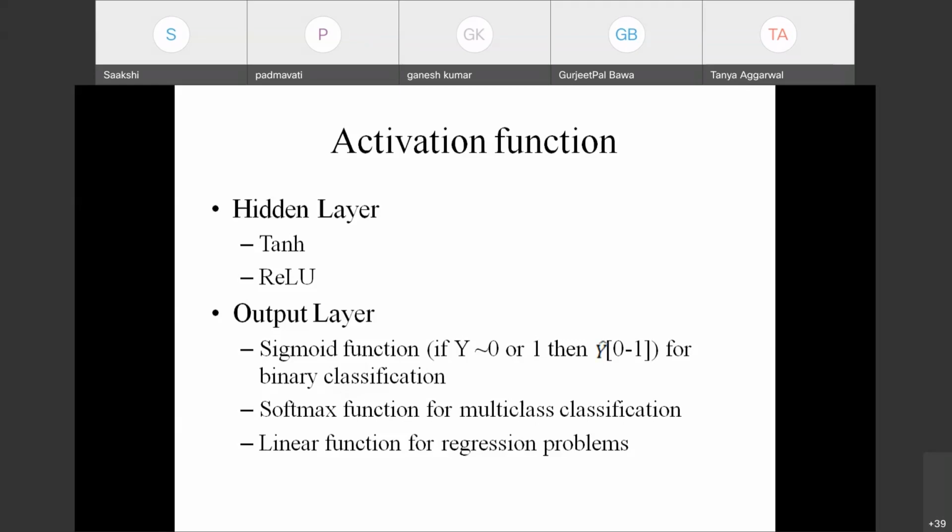In the output layer, in case I want to perform some kind of binary classification, only two types of values are possible: either 0 or 1. My ground truth values are 0 and 1, as well as my predicted values are between 0 and 1. So for binary classification, I simply use the sigmoid function.